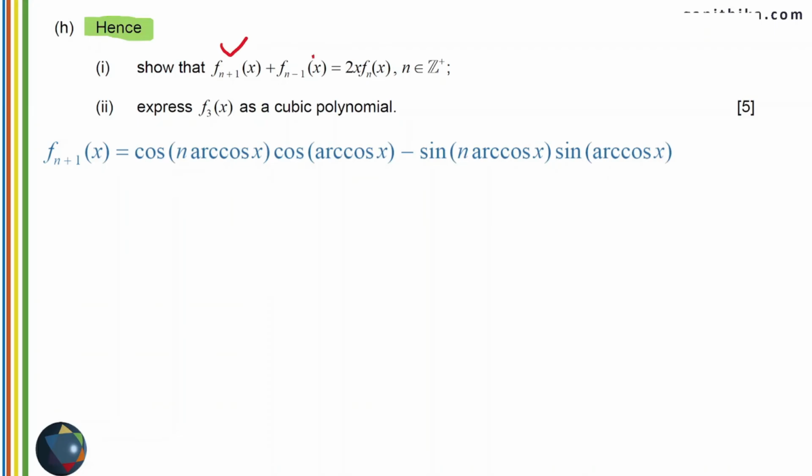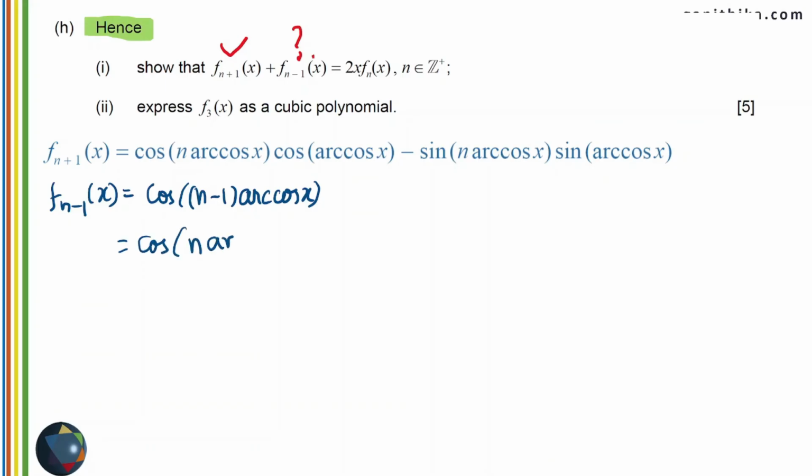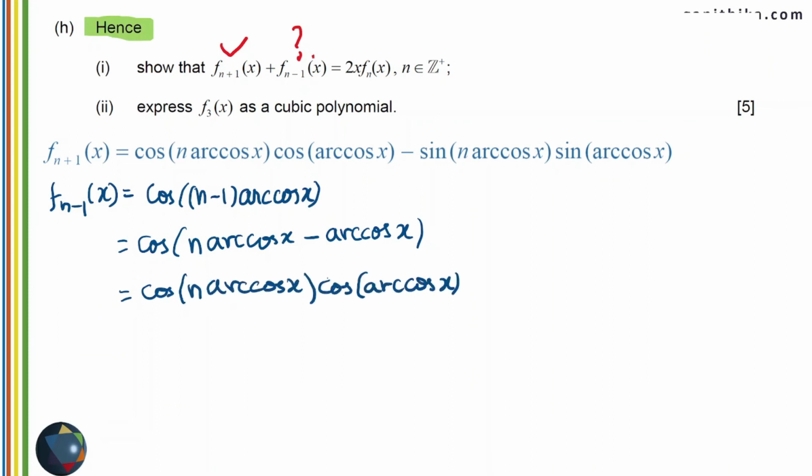So let's see what is Fn minus 1 of x. This is n minus 1 r cos x inside. So you used cos a plus b in the previous case. Maybe you can use cos a minus b in this case by expanding n minus 1 r cos x like this. So it is the cos of a minus b formula, cos a cos b plus sin a sin b. So you have this as Fn minus 1 of x.